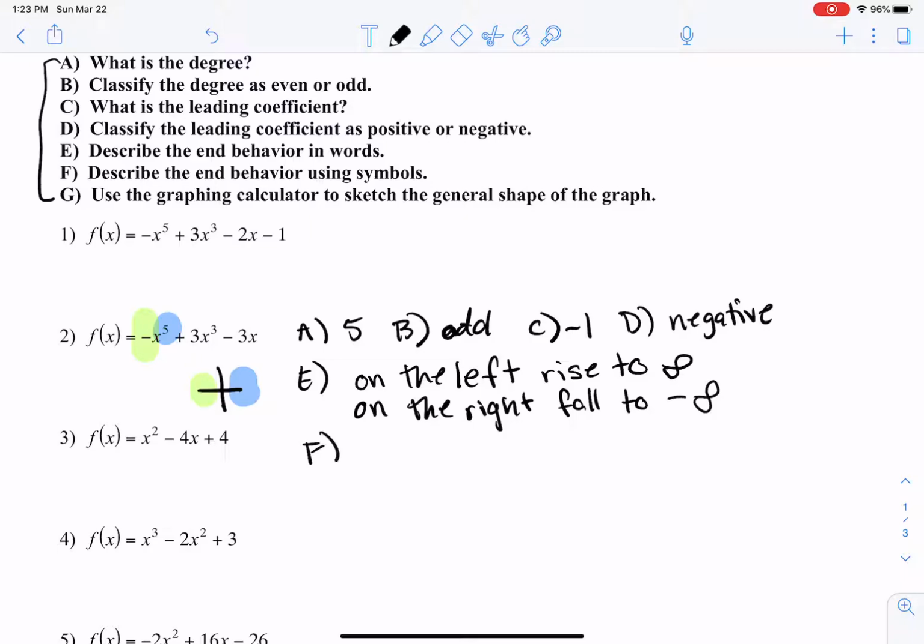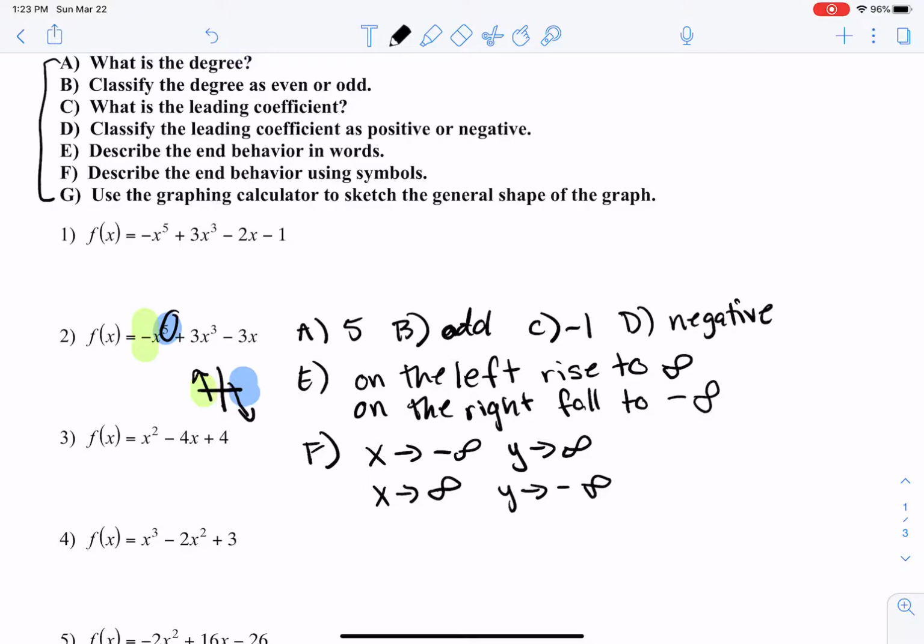And then F asks us to do that with symbols. So what we're going to say is as X goes toward negative infinity, Y goes toward positive infinity. So we have it ending kind of up here like this on our graph. And then we would say as X goes toward positive infinity, Y is going to go toward negative infinity. So it's going to end coming down like this. And then again, the maximum number of zeros this thing would have, or roots, the number of times it could cross X would be 5 for your maximum there.